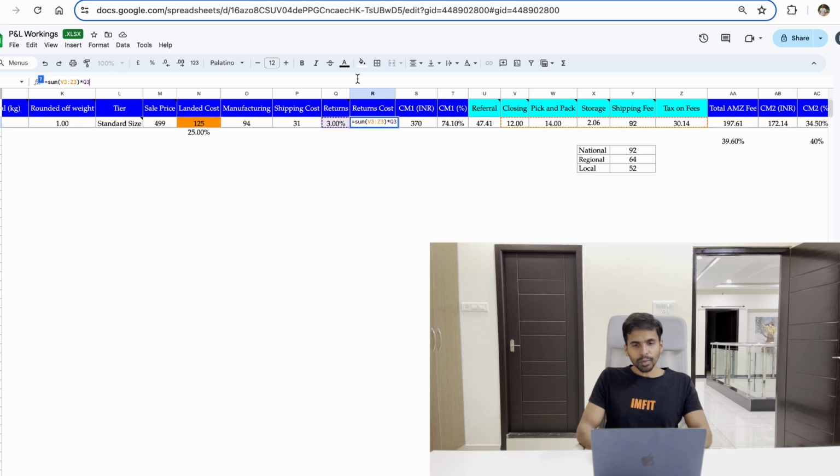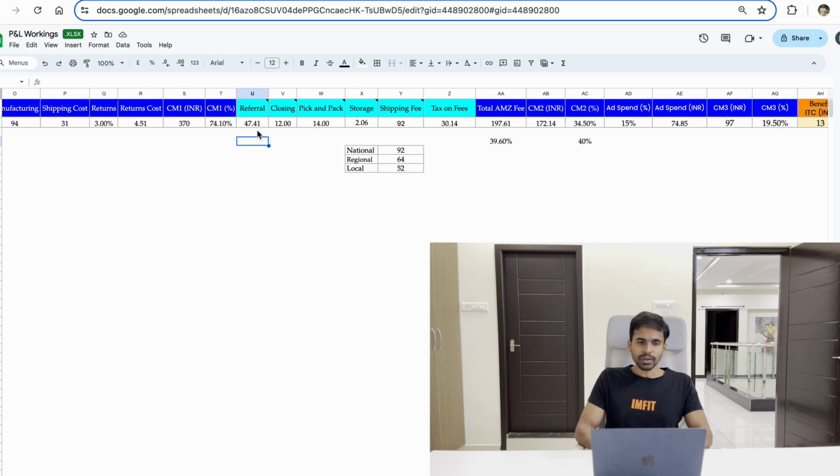If you look into the formulations here, I have taken a sum of my closing fee, pick and pack fee, storage fee, FBA shipping fee, and the taxes. In order to calculate the negative impact because of returns, Amazon is not going to pay us this money back. Now here at this stage, after deducting my landed cost and the cost of returns from my sale price, I get to a number. This is my contribution margin 1. Now, for a healthy product line, you need to always have this number greater than 70%. Here I have 74%, which is good.